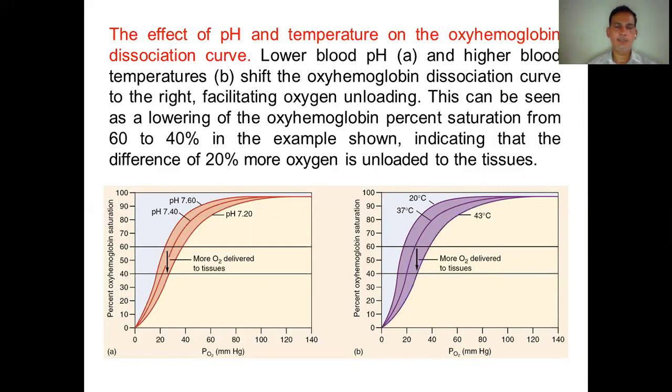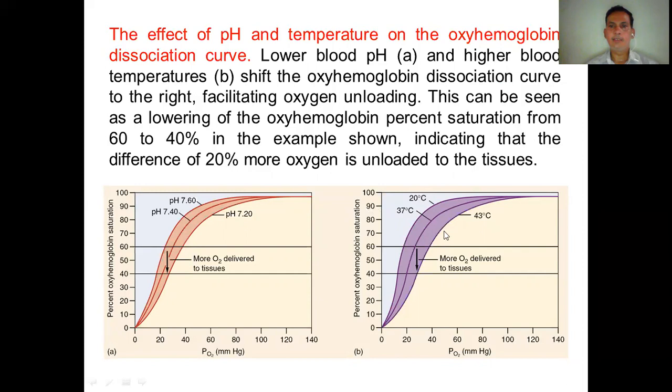In a way, this is quite relevant, because when the pH goes down, it means that there is more carbon dioxide in the tissues, so that more carbon dioxide needs to be replaced with more oxygen. On the contrary, if there is less CO2, it means the pH is higher, so less oxygen needs to be released from the blood.